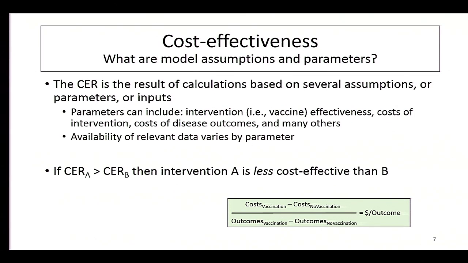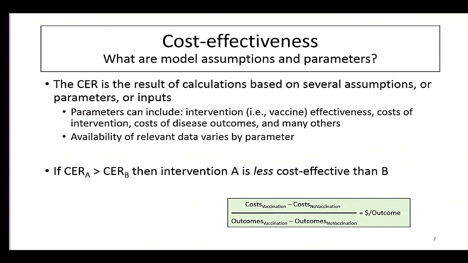The cost effectiveness ratio is a result of calculations based on assumptions, or you could also call these parameters, or you could call them inputs. The assumptions combined with how they're calculated together is the cost effectiveness model, and the output of that model is the cost effectiveness ratio. Parameters can include many things related to the disease system. Intervention effectiveness, in this presentation we'll be mainly focusing on vaccine effectiveness, but also cost of the intervention, cost of disease outcomes, and others. An important aspect of these two studies is that data varies based on the parameter that you're focusing on, and this will come up later.